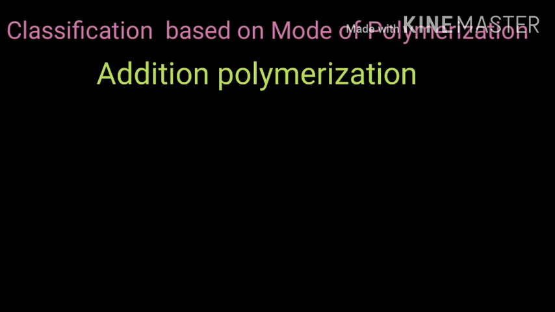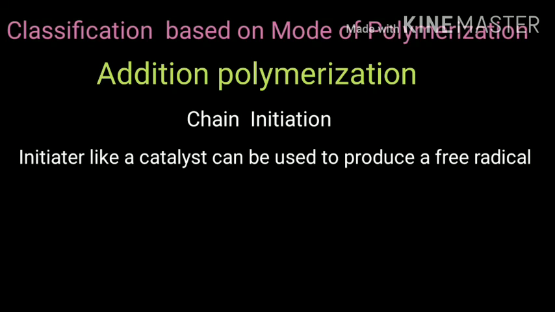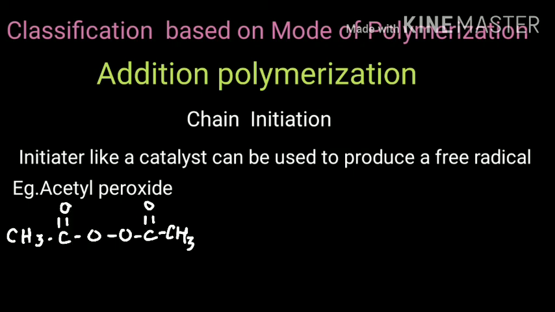The chain reaction is started with the help of a free radical. A free radical is an atom, molecule, or ion which has an unpaired valence electron. An initiator is the one which starts the reaction. So it could be a catalyst like benzoyl peroxide, acetyl peroxide, tert-butyl peroxide, etc., and they can be used to produce the free radical. We are taking the example of acetyl peroxide, which produces the methyl radical. So this is the formula for acetyl peroxide.